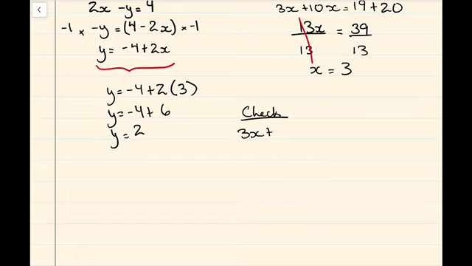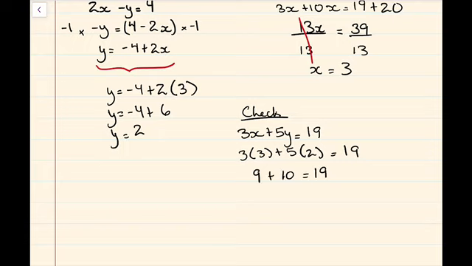3x plus 5y is equal to 19. So 3, and we found x to be 3, plus 5, we found y to be 2, is equal to 19. 3 times 3 is 9, and 2 times 5 is 10. And we know that 10 plus 9 is equal to 19. So 19 is equal to 19, and the answer checks out.